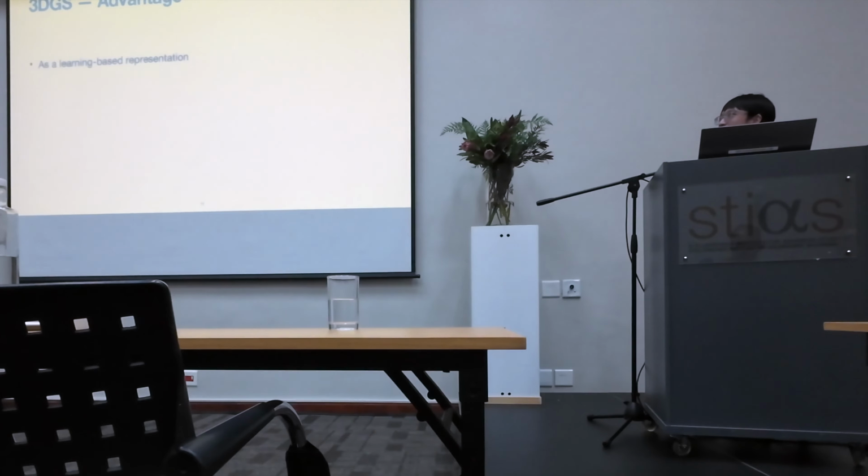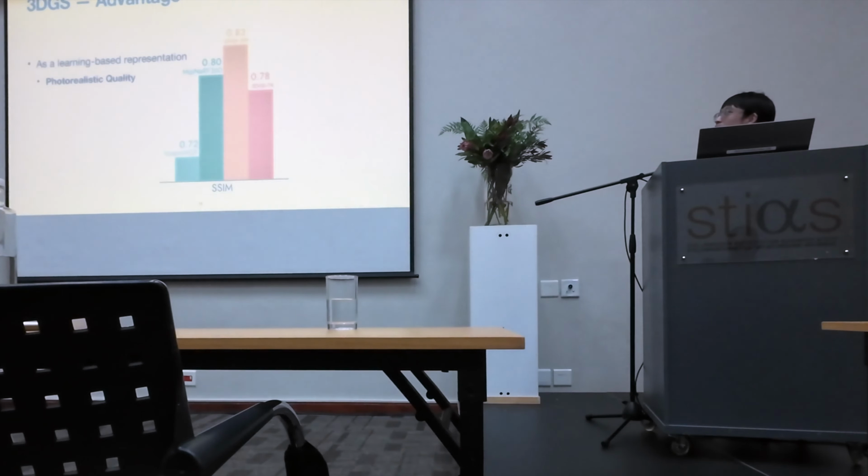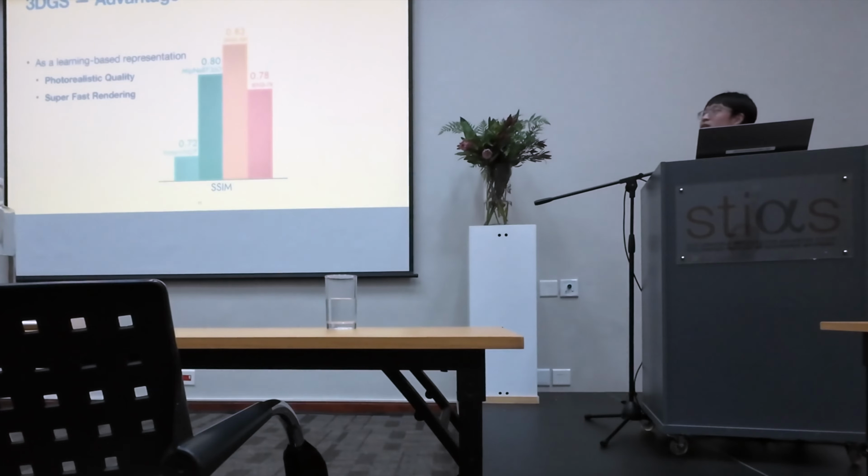It's still good. As a learned representation, it actually has photorealistic quality, right? It is usually better than point cloud because we overfit the set of 3D Gaussians to mimic the 2D images. We can see that compared to other learning-based methods, it achieves the best quality. And meanwhile, it is also super fast in terms of rendering. It is very fast compared to other learning-based methods, for example, NeRF.